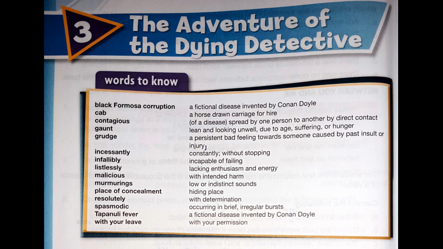Black Formosa corruption, a fictional disease invented by Conan Doyle. Cab, a horse-drawn carriage for hire. Contagious, of a disease spread by one person to another by direct contact. Gaunt, lean and looking unwell due to age, suffering or hunger. Grudge, a persistent bad feeling towards someone caused by past insult or injury.